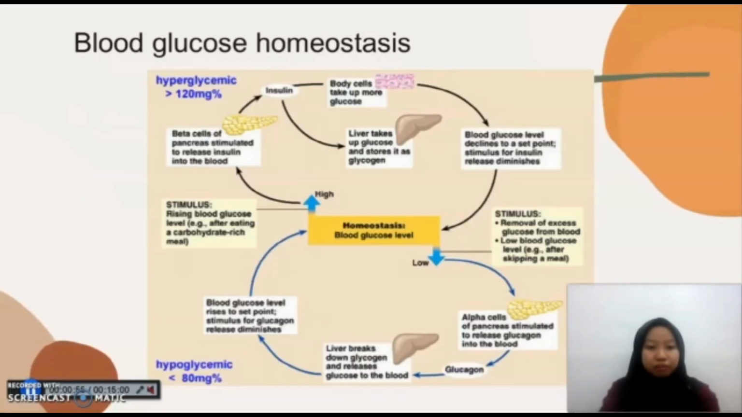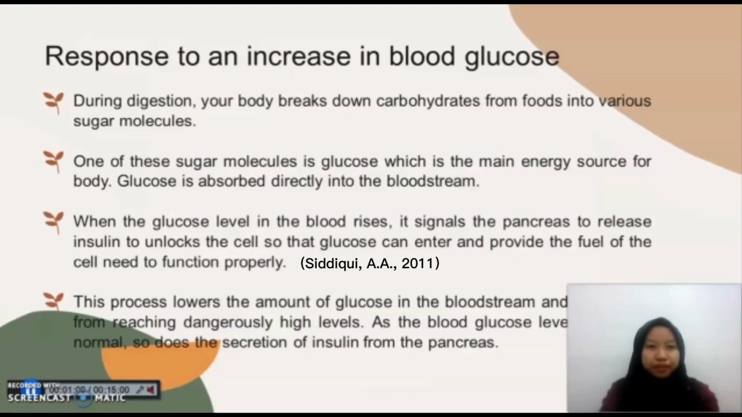This is the diagram of homeostasis for blood glucose level. When blood glucose rises, cells in the pancreas release insulin, causing the body to absorb glucose from the blood and lowering the blood glucose level to normal. Response to an increase in blood glucose.